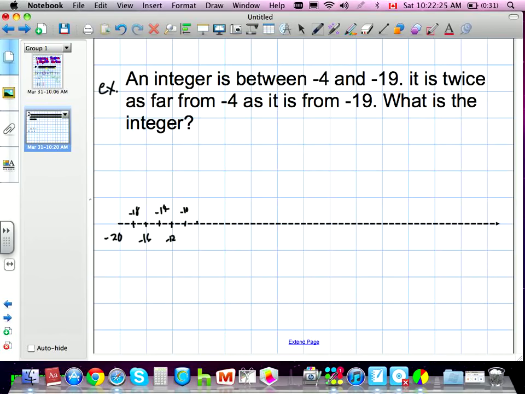Negative 12, negative 10, negative 8, negative 6, negative 4.